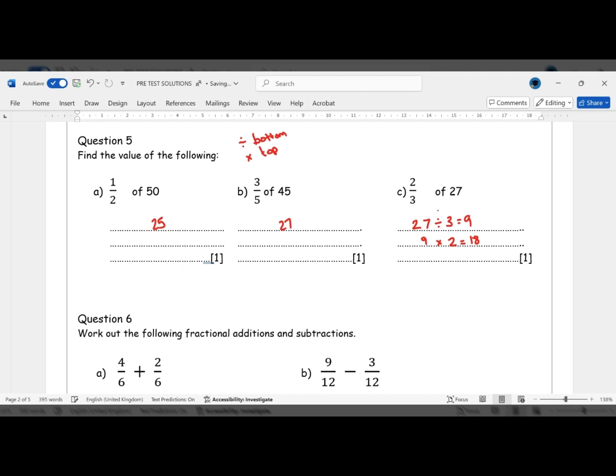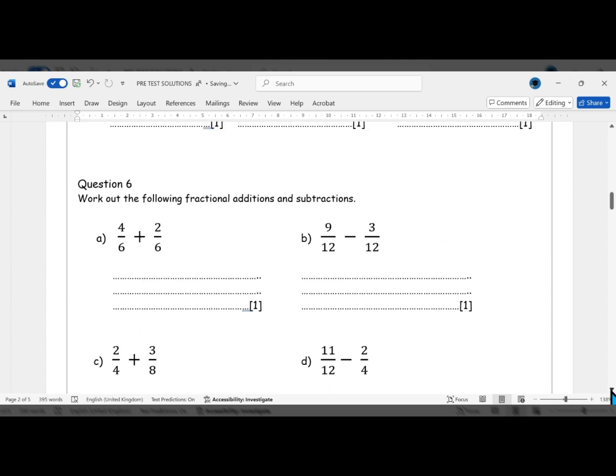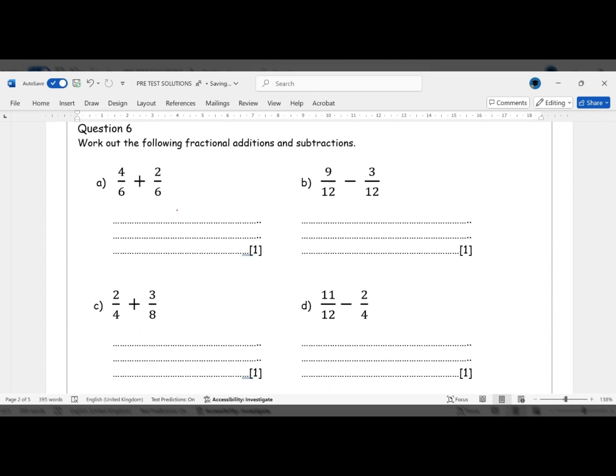So divide by the bottom, and then times by the top. Adding and subtracting fractions. Okay, easy enough if the denominators are the same. Right, bit of a silly one there because you end up with 6 out of 6, which is a whole amount. So you could even write that as one whole, 6 out of 6.